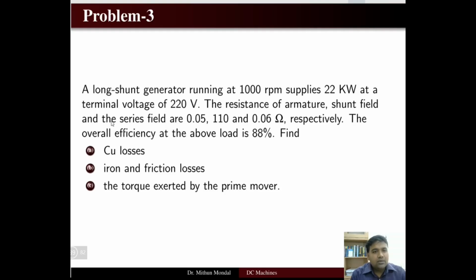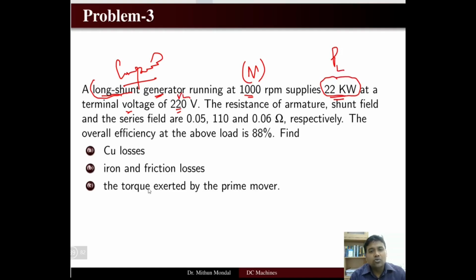So problem number 3, let us see. In problem number 3, you are dealing with a long shunt generator. So you know what a long shunt generator is? It is a compound generator running at 1000 rpm. This is the speed given to you, and it is supplying 22 kilowatt at a terminal voltage of 220 volt. This power of 22 kilowatt is basically the load power, and the terminal voltage is given as 220 volt. Now the resistances of the armature, shunt field winding and series field winding are given as 0.05, 110 and 0.06 ohm respectively.